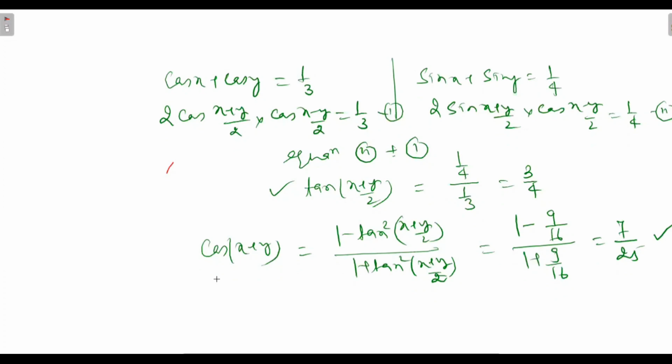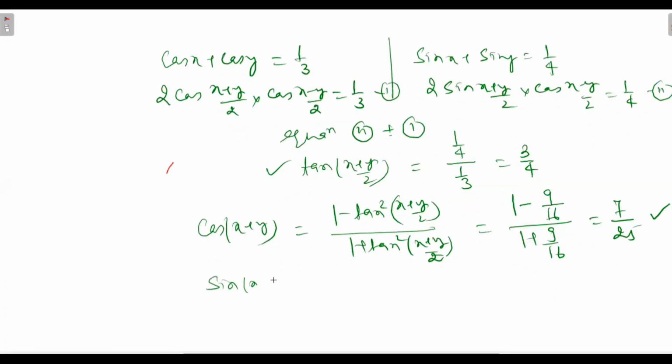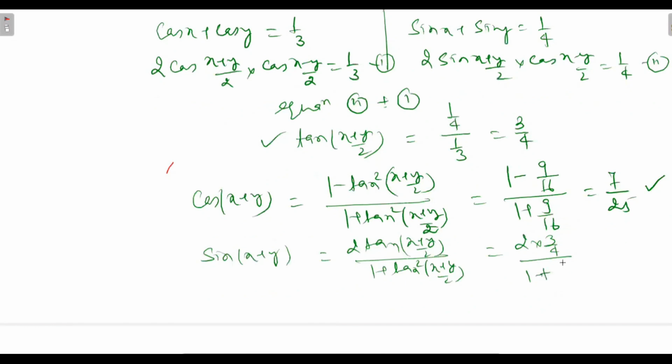And then your sin(x+y) would be, the same way, 2 tan (x+y)/2 divided by 1 plus tan square (x+y)/2. That would be 2 times 3 by 4 divided by 1 plus 9 by 16. So 3 by 2 into 16 over 25, which is 24 upon 25.